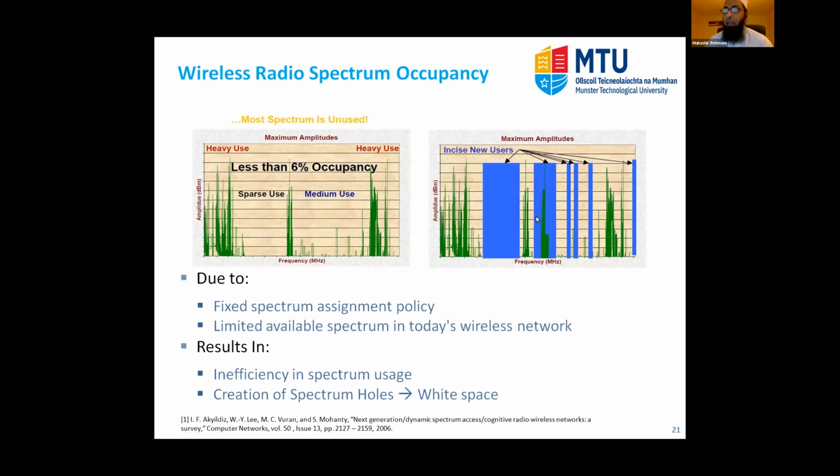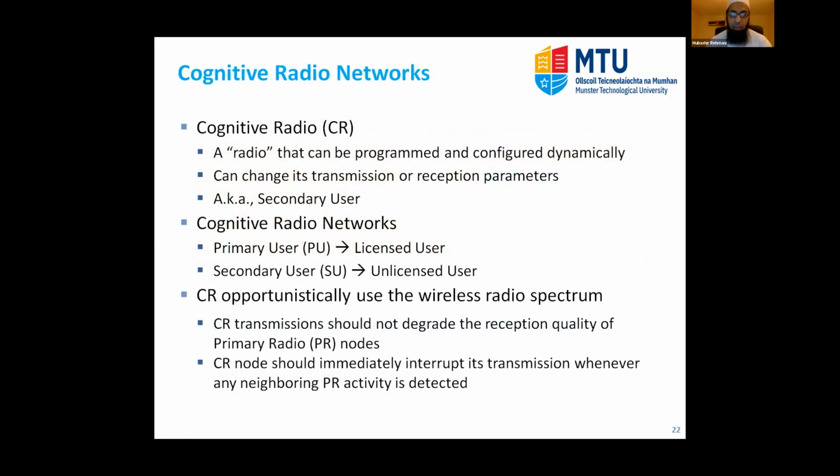So what they said is let's try to do some sort of dynamic spectrum assignment, and they came up with a new paradigm which is known as dynamic spectrum assignment policy. And this dynamic spectrum assignment policy will be carried out using a device or a network which is known as cognitive radio network. So cognitive radio is a radio that can be programmed and configured dynamically, and it can change its transmission and reception parameters.